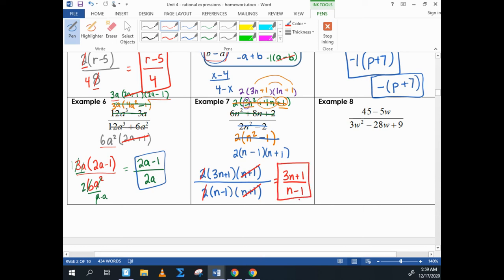Remember, you cannot cancel those 1s. You can only cancel 2 terms with 2 terms, 1 term with 1 term. So don't cancel half of that.